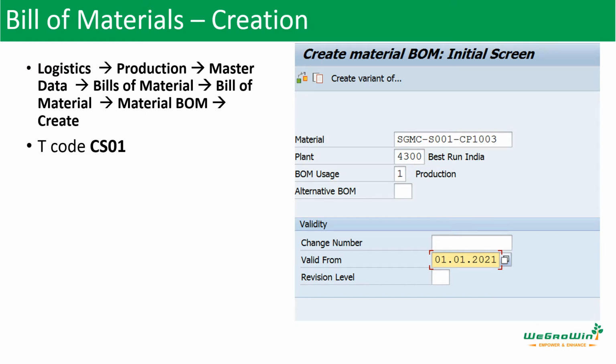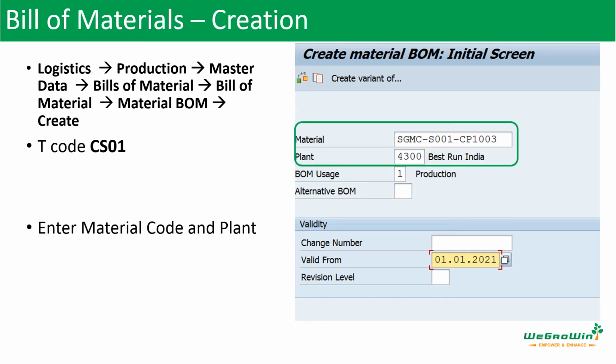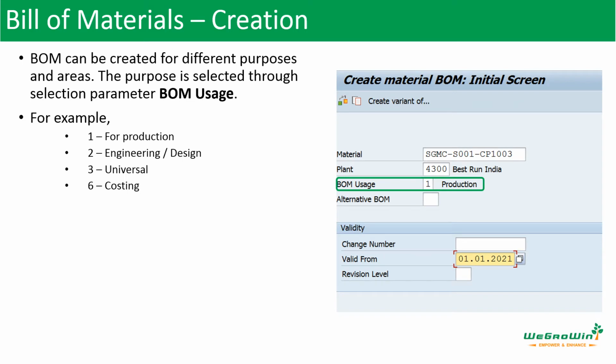To create bill of materials, we can use the menu path shown here, or simply we can use the transaction code CS01. Once we go into this page, enter the material code and the plant. Right, once we enter these things, then we can go into this page, the system.